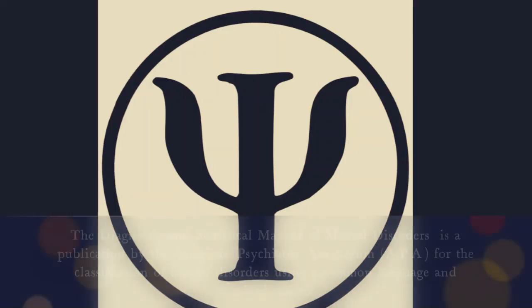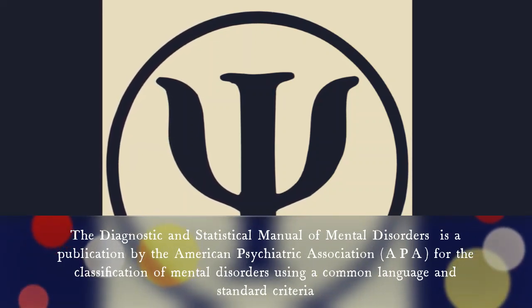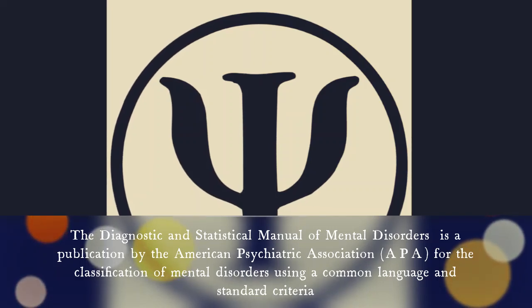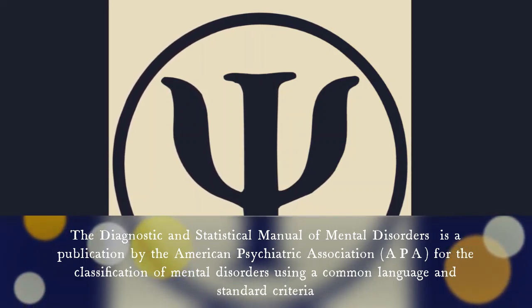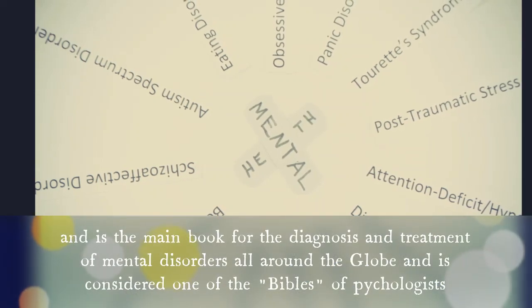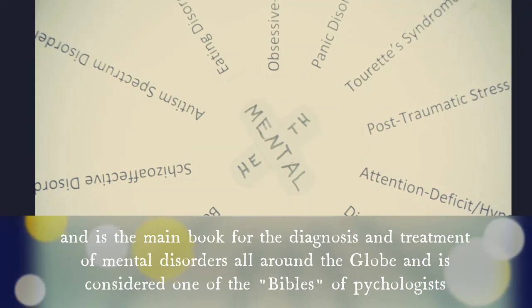The Diagnostic and Statistical Manual of Mental Disorders is a publication by the American Psychiatric Association for the classification of mental disorders using a common language and standard criteria, and is the main book for the diagnosis and treatment of mental disorders all around the globe and is considered one of the Bibles of psychologists.